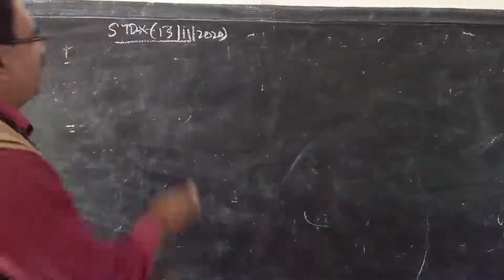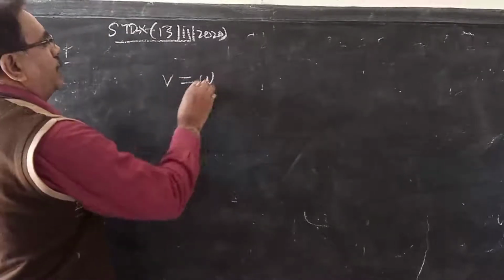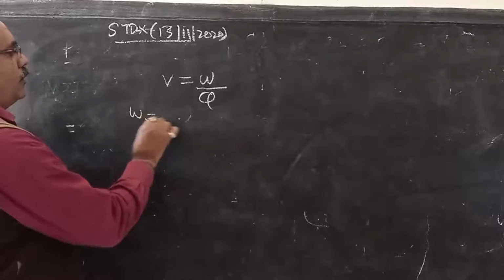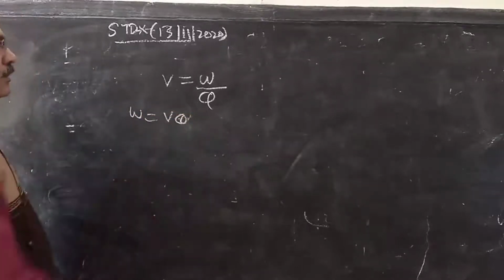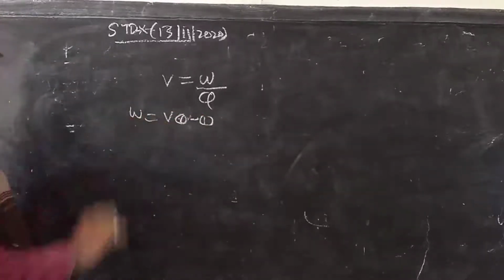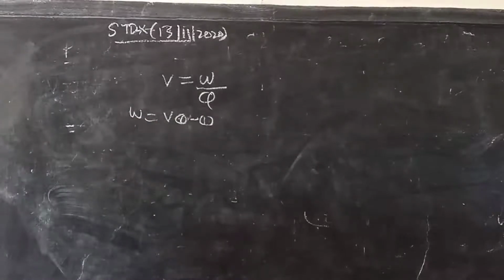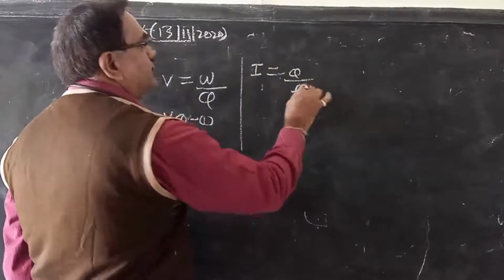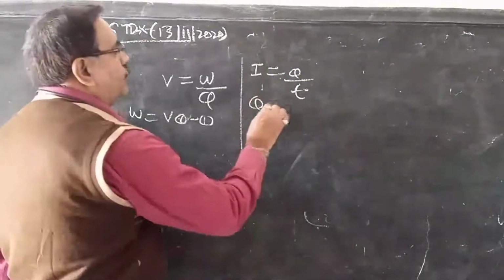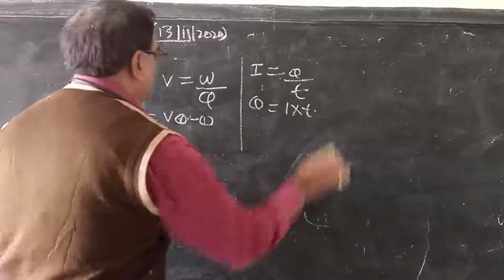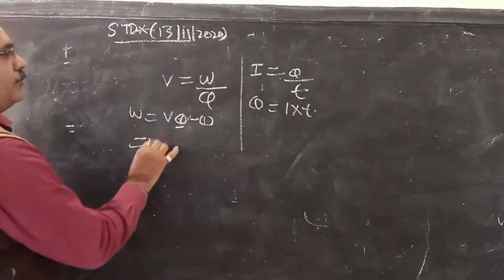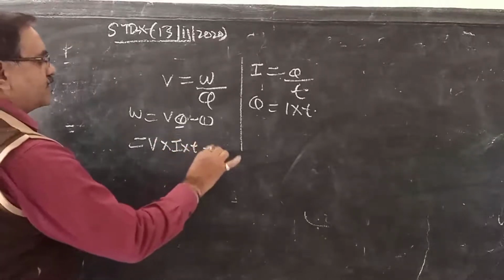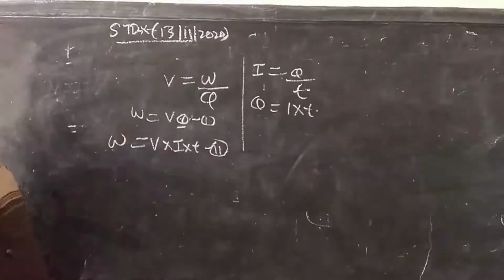You know the potential difference is equal to work done in bringing a unit positive charge from one point to another. So W is equal to VQ, we can write. This is one form. W is what? Work, means energy. Also, we know that I is equal to Q by T. So we can write Q is equal to I into T. So here we can write V, and in place of Q we can write I into T. This is the second form.